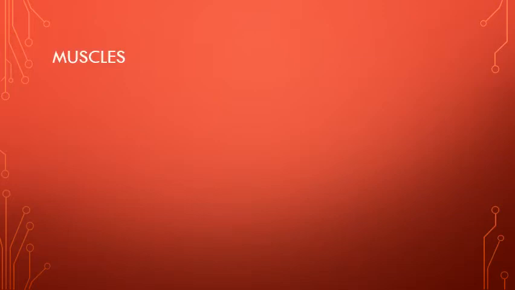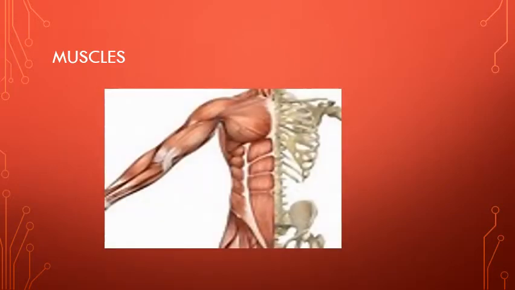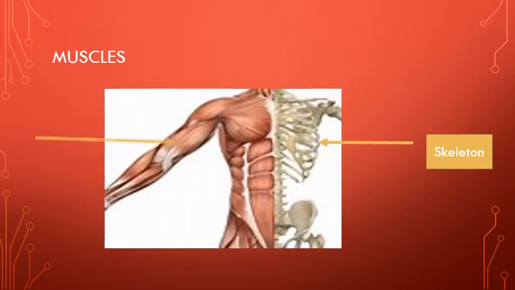Now let's see a picture of muscles. This picture has two parts. The part on the right is for the skeleton, and we know that a skeleton is made up of around 206 bones. So the skeleton is made up of bones, and to the left, the muscles. Those are the muscles, and today we are going to learn about their function. Are you ready? Let's start.